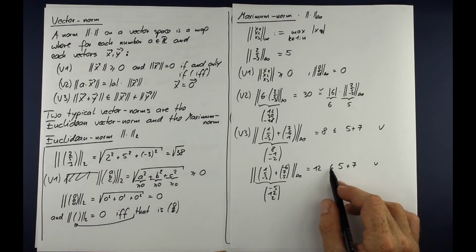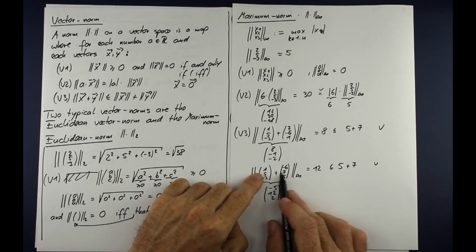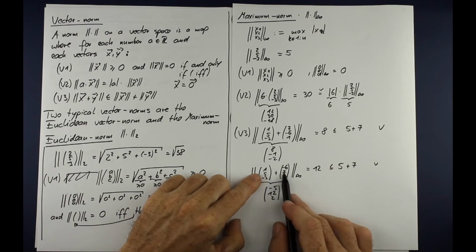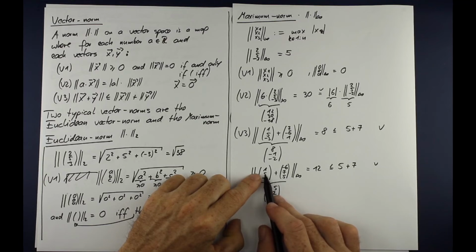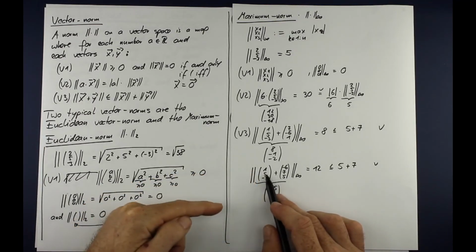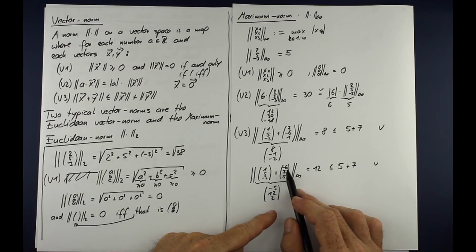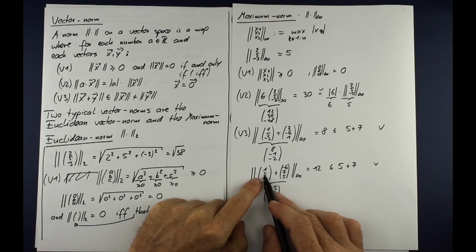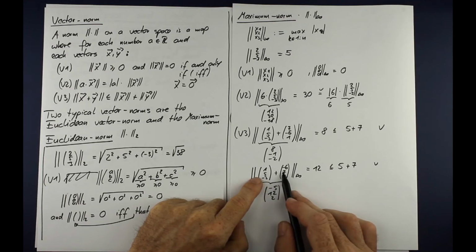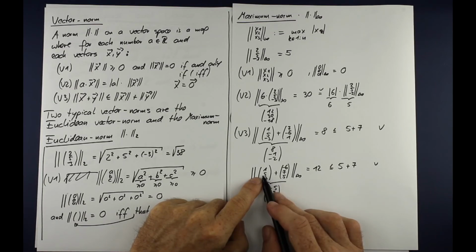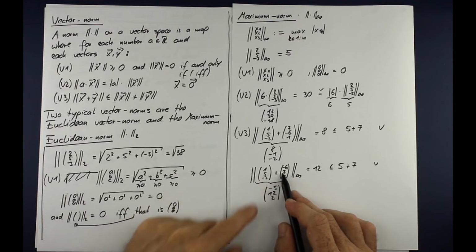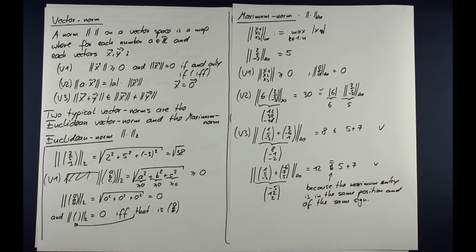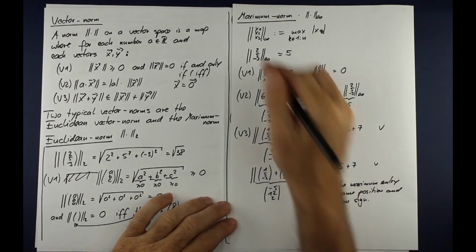What is necessary to get equality? We need the largest element in the same coordinate and we need the same sign. So if the largest element of the first vector is in the second coordinate, then the largest element of the second vector needs to also be in the second coordinate, and we need the same sign. If this is a +5, this has to be a +7, and if this was a -5, then this has to be a -7. You can also prove that, but we don't want to do that.